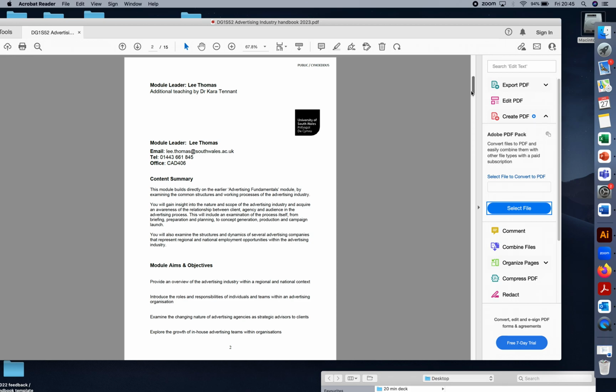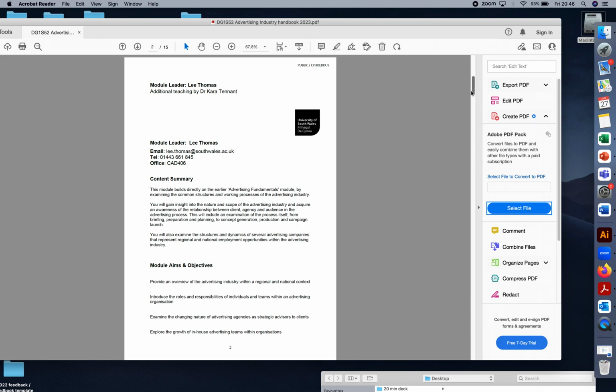So aims and objectives of the module. We're looking at the ad industry, as I said, in a regional and national context, looking at different roles. We've touched on this already. You guys obviously had the tour of Cowshed, I think, which helped. So I think you're now quite familiar with whether they're creative or client-side roles. Looking at strategy, looking at how they work with clients, and exploring the growth of in-house advertising teams.